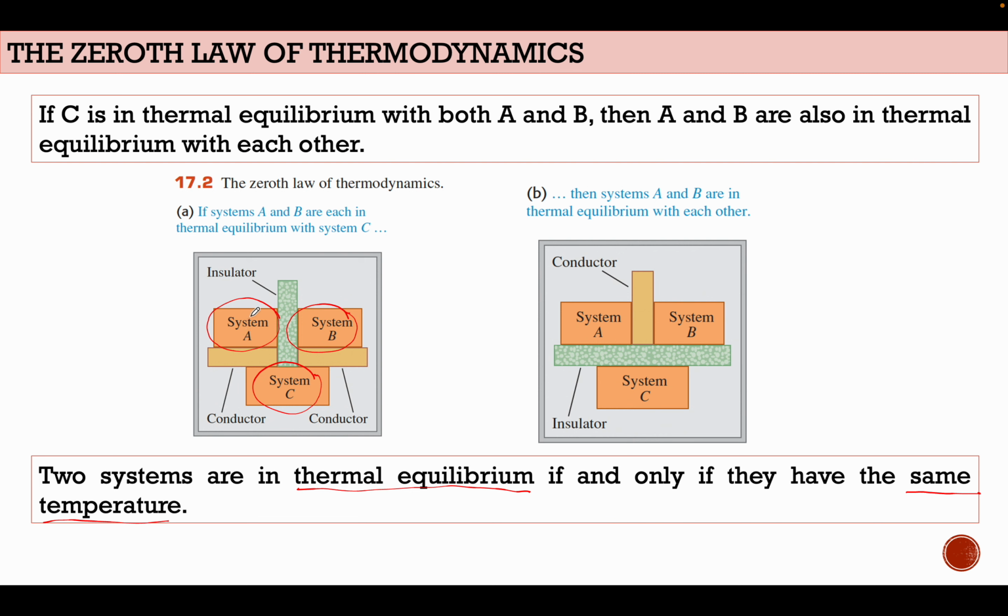Because again, here in figure 17.2, we have systems A, B, and C connected with each other with a conductor, as well as on the second figure with an insulator. So again, two systems are in thermal equilibrium if they have the same temperature. That is the zeroth law of thermodynamics.